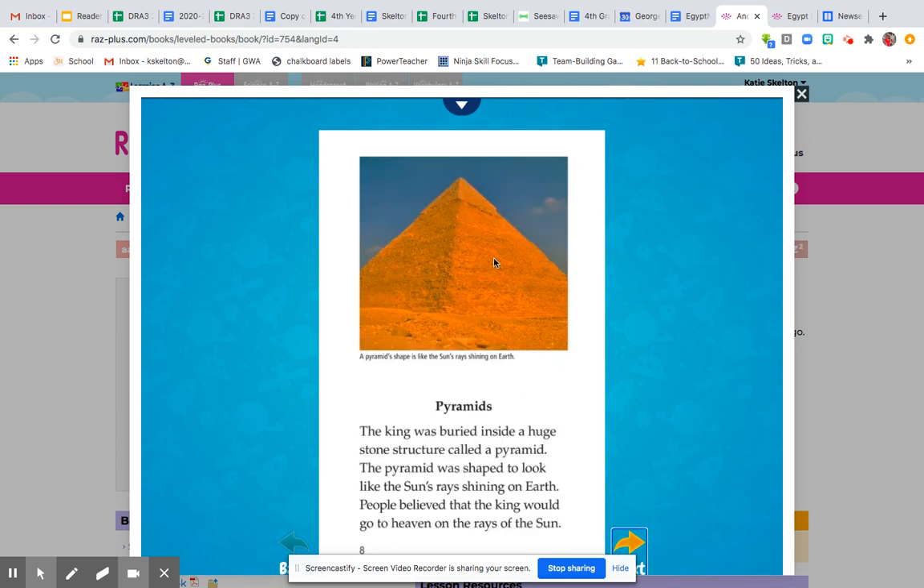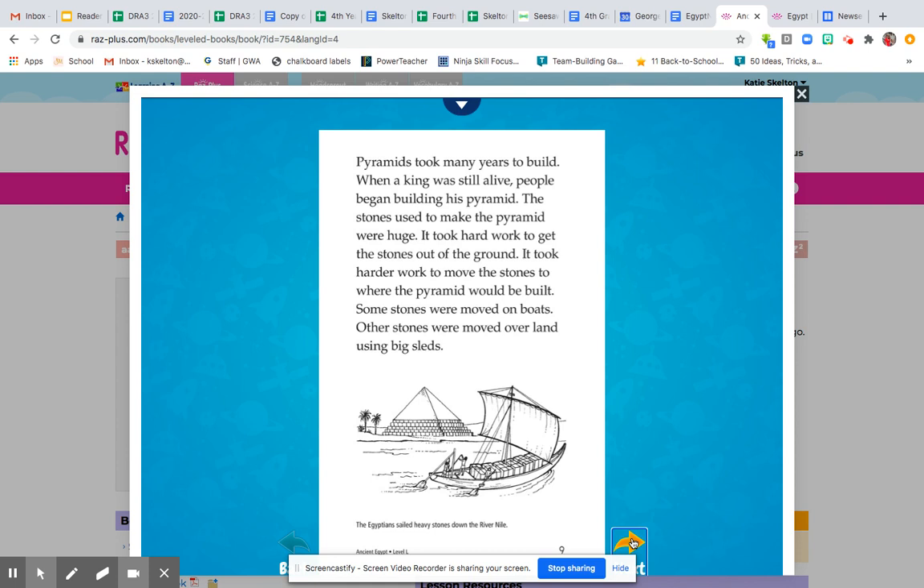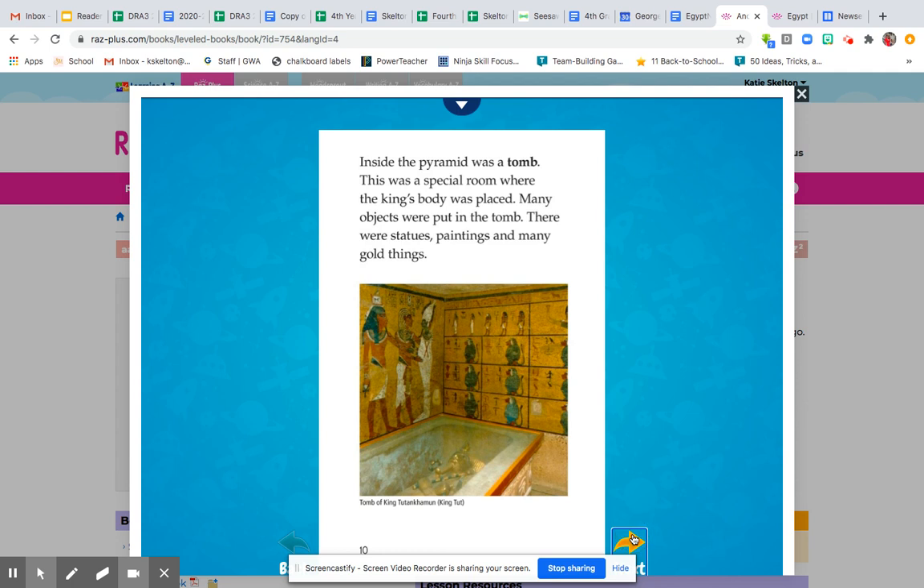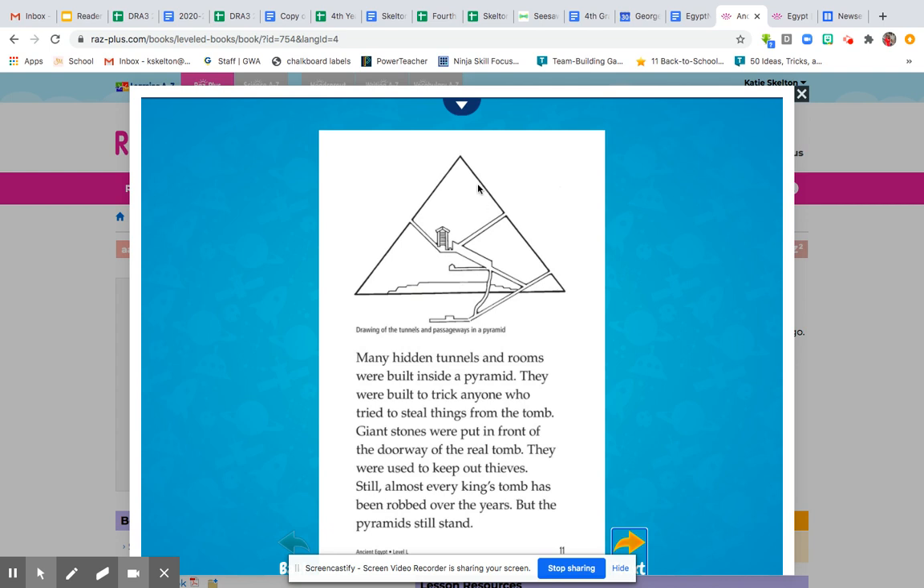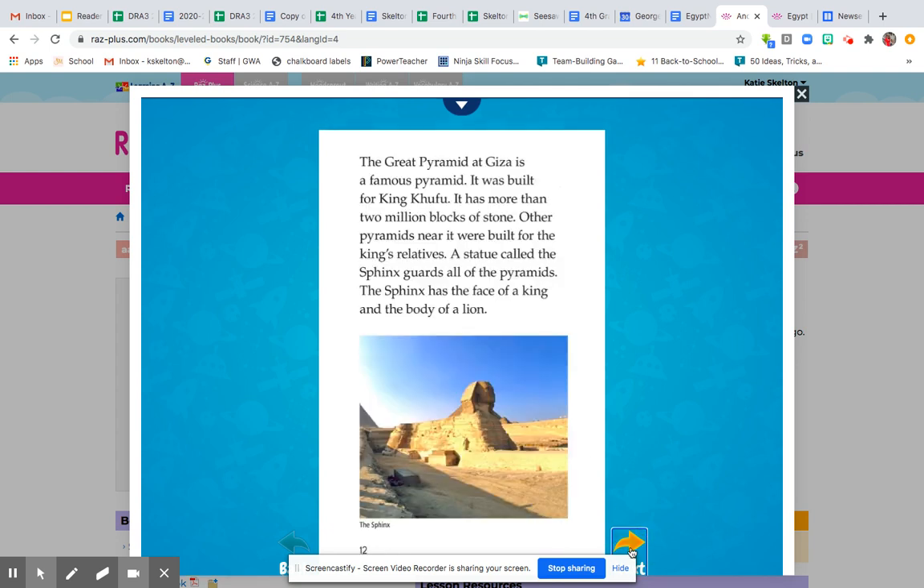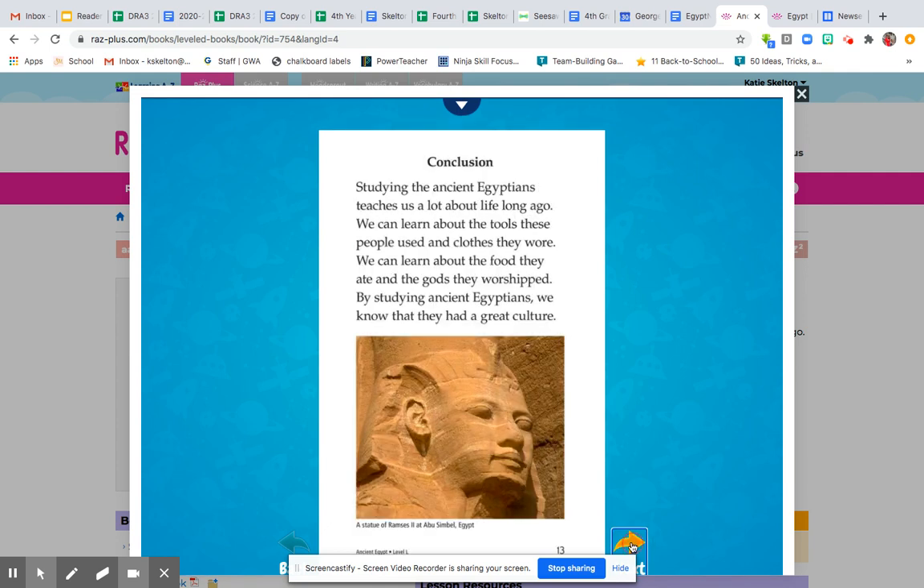Oh, here's something that's similar. They're talking about the pyramids. We know that they talked about pyramids in the other text as well. Here we have pyramids and maybe how people use transportation. And we have what's inside the pyramids and the tombs. Okay, how the tombs are structured on the inside. What else the Egyptians built. Okay, and a conclusion.